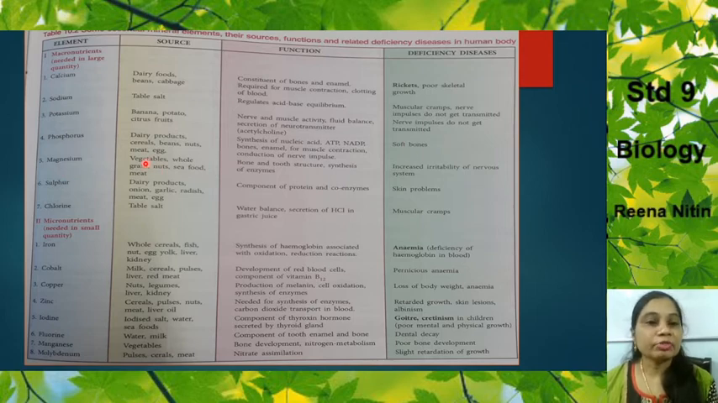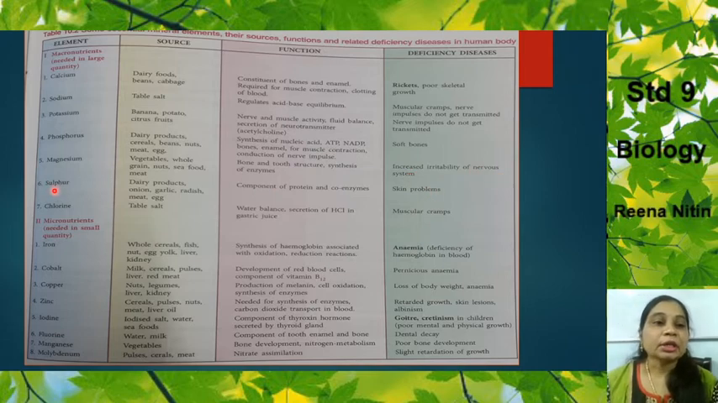Magnesium: it is found in vegetables, whole grains, nuts, seafood, meat, etc. And what is its function? Bone and teeth structure, very important for bones and teeth. Synthesis of enzymes. Deficiency increases irritability of the nervous system, so the person becomes irritable.